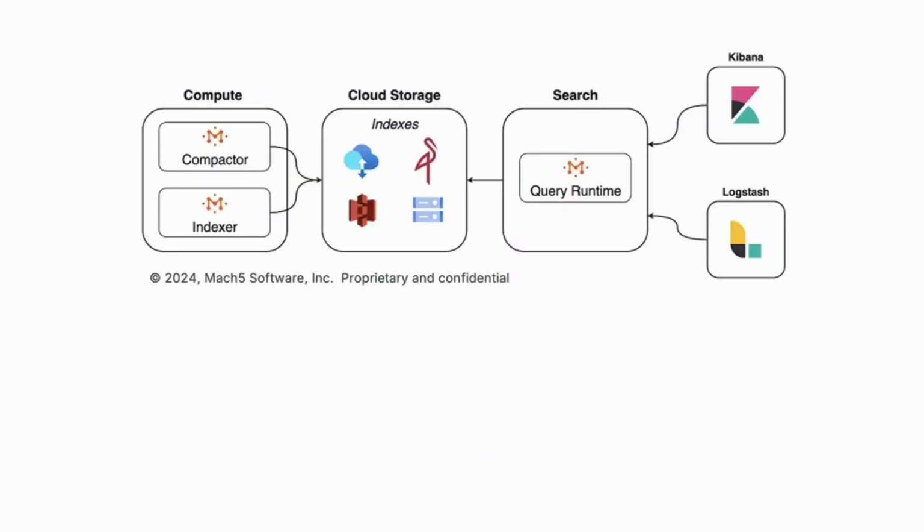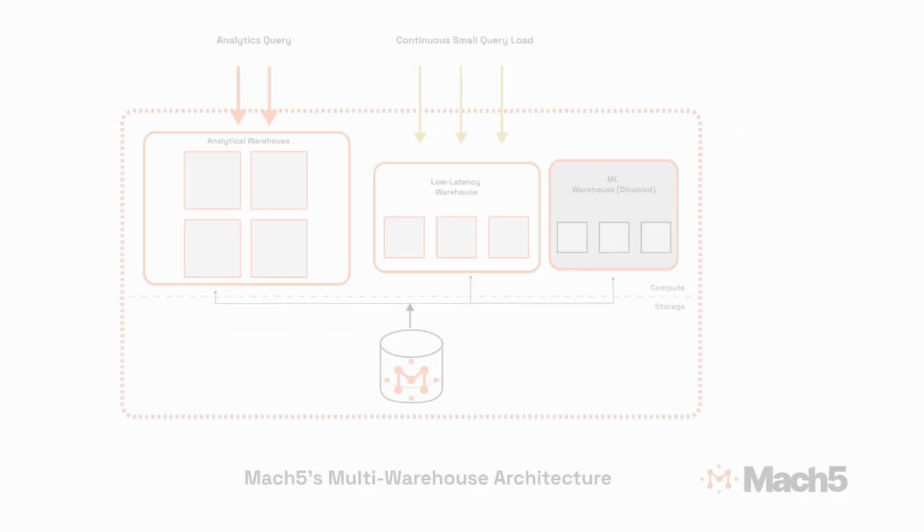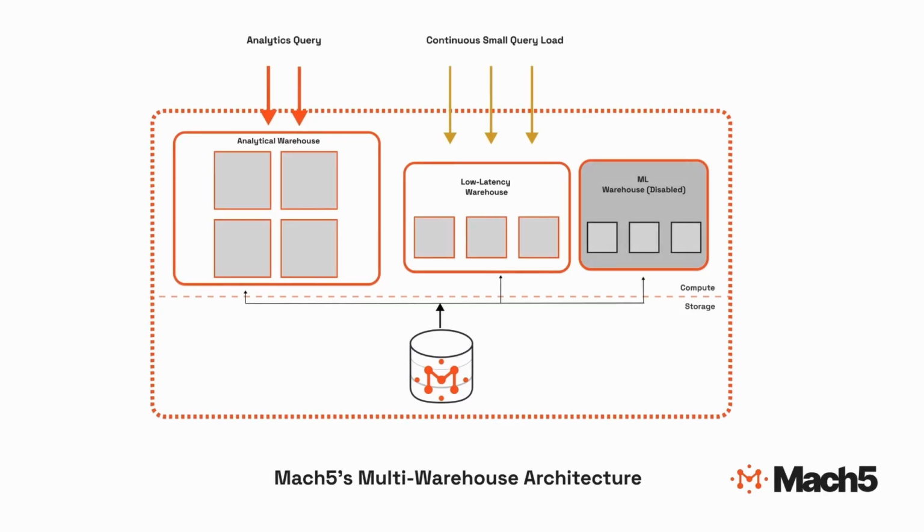In Mach 5, ingest runs on its own compute plane. Query runs on independent warehouses. Storage is separate from both. As you can see, Mach 5 works on a multi-warehouse architecture. If a complex investigation requires heavy compute, you spin up a larger query warehouse. When queries stop, you shut it down. You do not provision for the worst-case combination. You provision for actual workload.